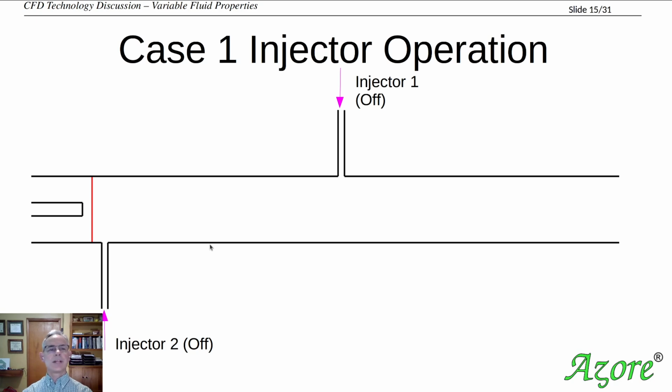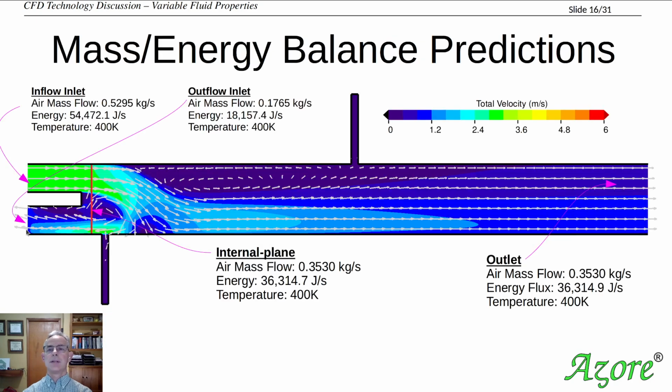Like the first case we're going to look at, we're just going to assume that both of the injectors are off. So we just have the air coming in here, and then we have volumetrically removing mass here off of this plane, and we're going to look at what that flow field looks like. And this is the velocity prediction and the energy predictions here. We can do a mass and energy balance on this system, where we have about 0.5 kilogram per second of mass coming in, and about 54 joules per second of energy coming in.